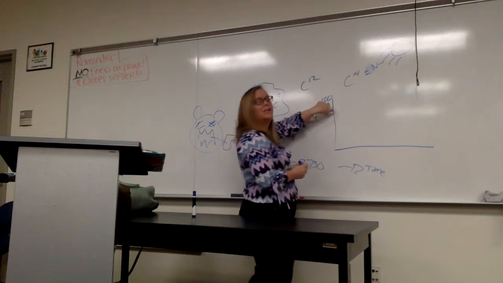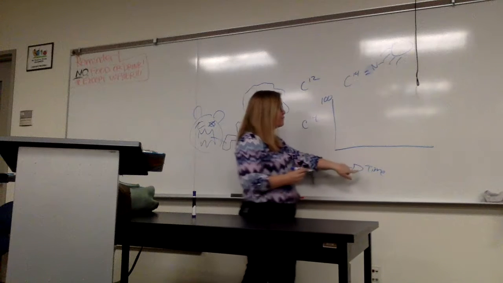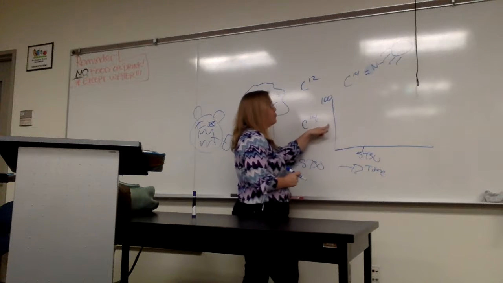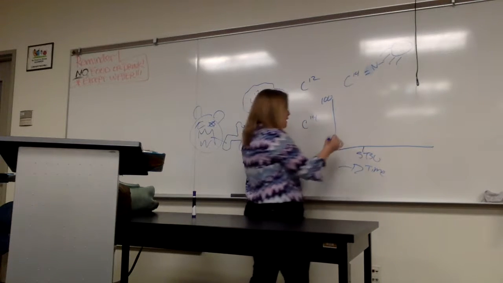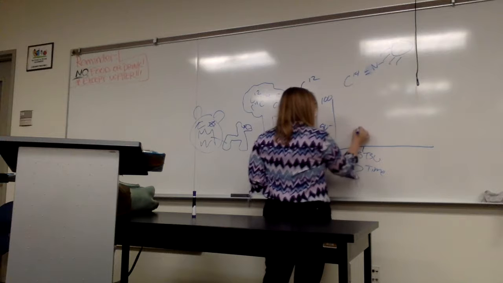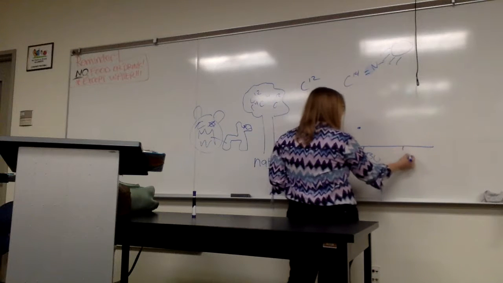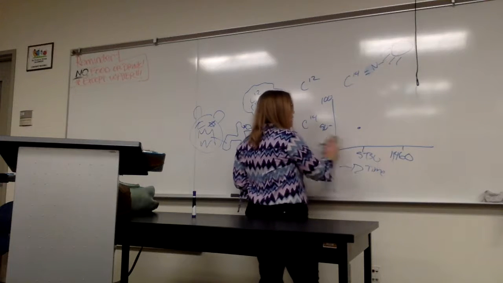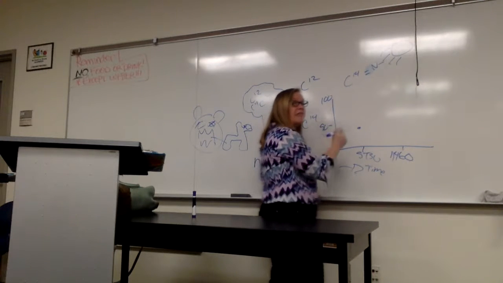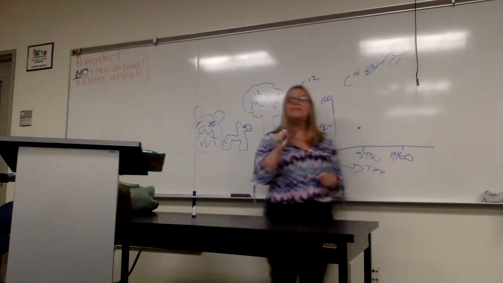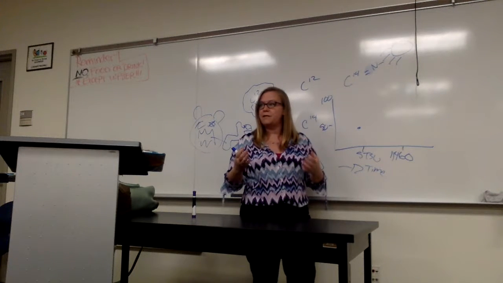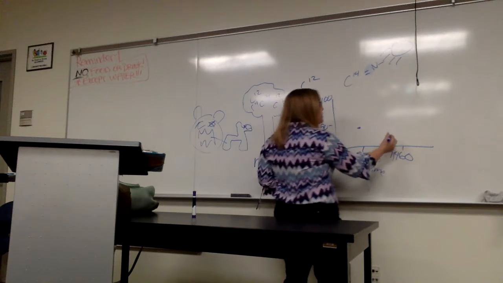So if we started with 100, after 5,730 years have gone by, how much carbon 14 would we assume? 50. Now, what happens if another 5,730 years go by? How much would we assume? 25. And it's really important that you recognize that it's not half of the original amount. It's half of what is left, okay? And so we would assume there'd be 25.